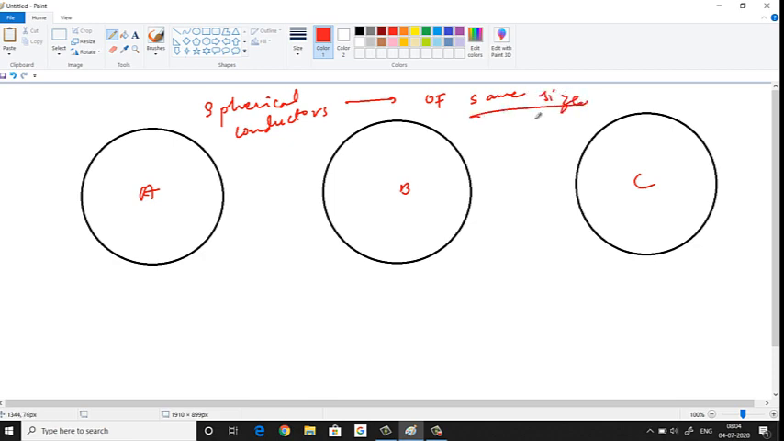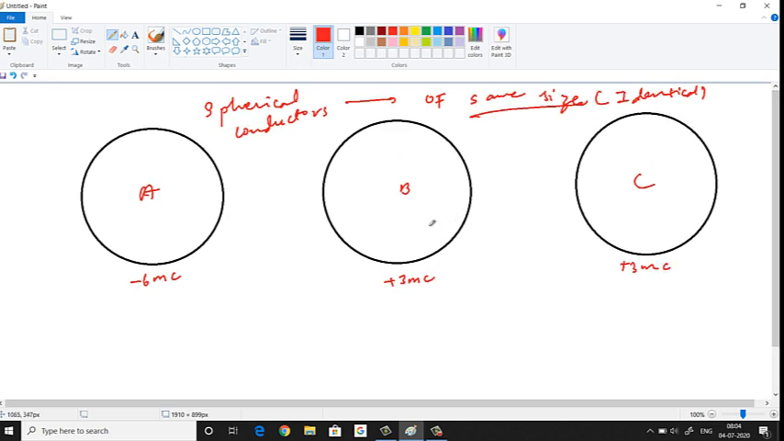So in the questions they may give you three spheres of same size, they may tell you, or they may also use this word identical. Identical means same size you have to consider. Okay, fine. Then what do we have to do in this question? So initially let us say that charge A is having -6 millicoulomb. Okay, charge B is having +3 millicoulombs and charge C is also having +3 millicoulombs.